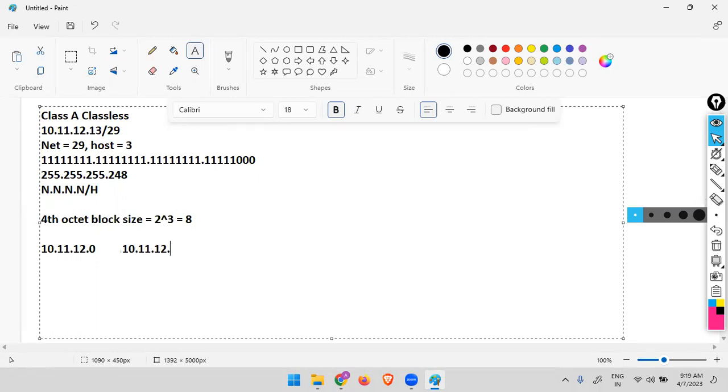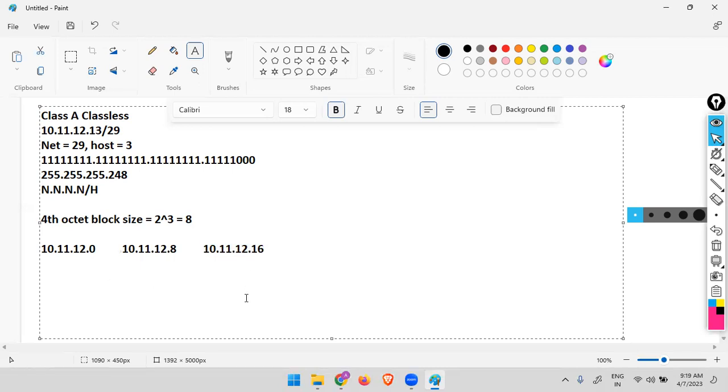10.11.12. Why 127? What is the block size? 8. So add the block size. 8 will be the next one. Again, what will be the next one? 16. Now, instead of calculating more, I will just check what is my IP here. This will come before this. My IP address will already come before this network, right?